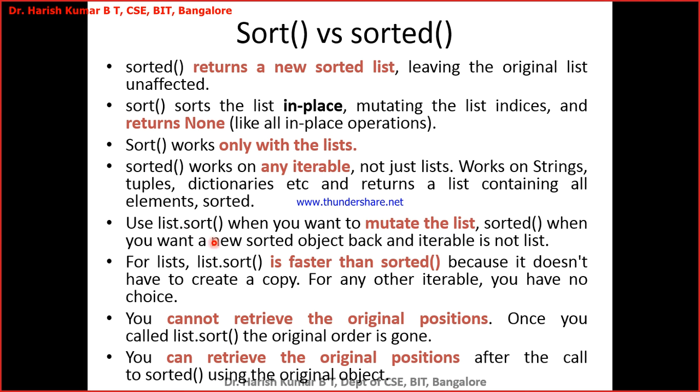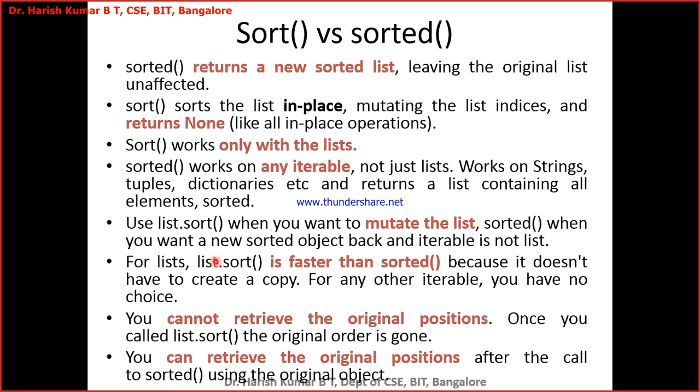Use the sort function when you want to mutate the list, and sorted when you want a new sorted item to be created. See what sort does, since it is not returning anything, it will update the existing list. That means we are mutating the existing list. But if I don't want to modify the existing list, and I want to build a completely new list, then you can call sorted, and it creates a completely new list.